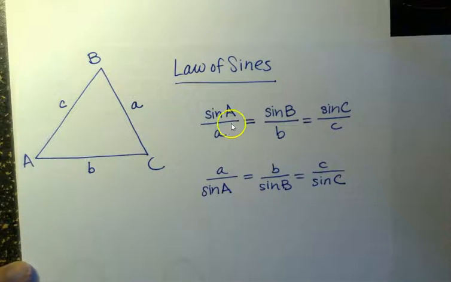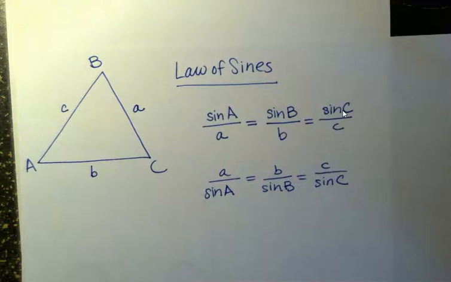Now, we're not going to use all three of these. This is what we call an extended proportion, or extended ratio. Basically, we have three ratios here, and we're going to use two of them at a time. So what we need in order to do that is two angles and the side across from one of those angles, so that we have the right information.